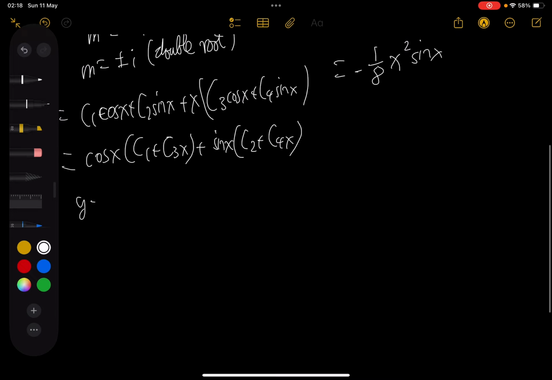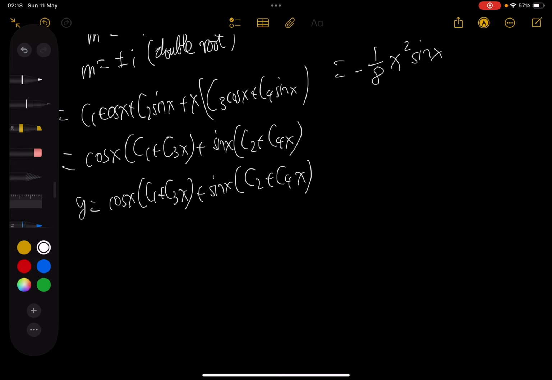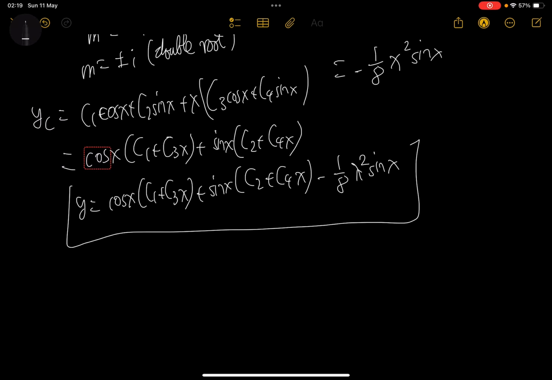Therefore, our y is going to be this entire expression: cosine x times (c1 plus c3x) plus sine x times (c2 plus c4x), plus negative 1 over 8 x squared sine x, like that. Therefore, this is our solution to this fourth order non-homogeneous differential equation.